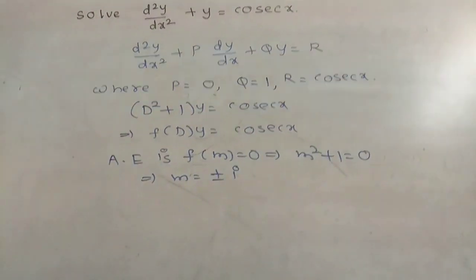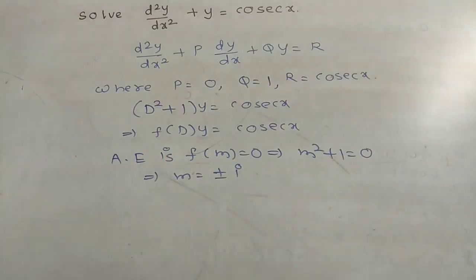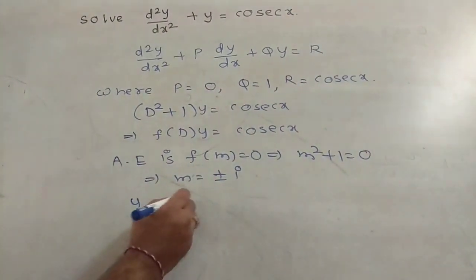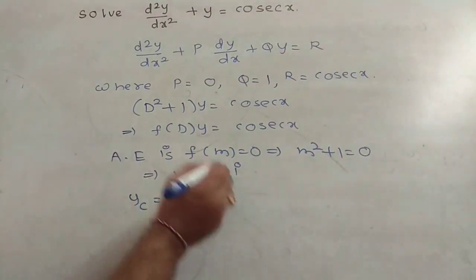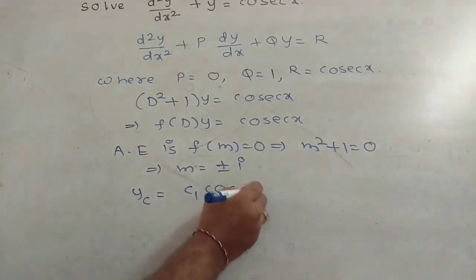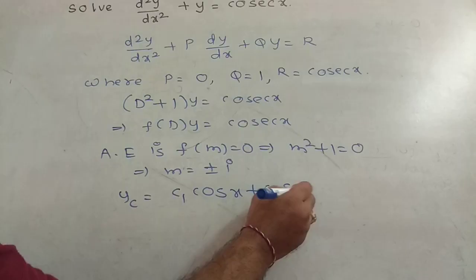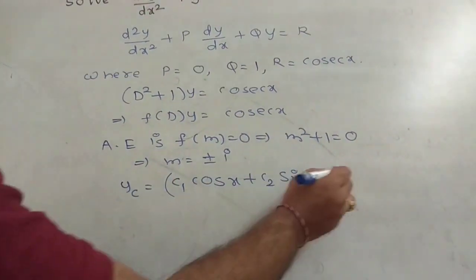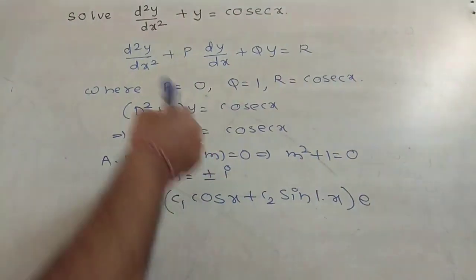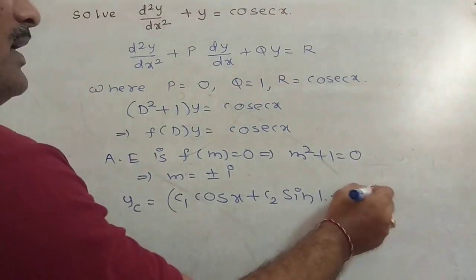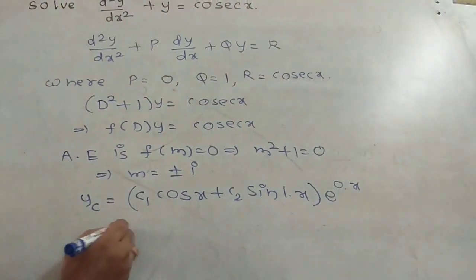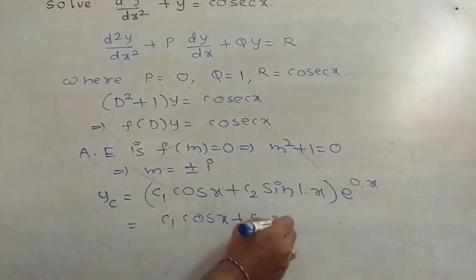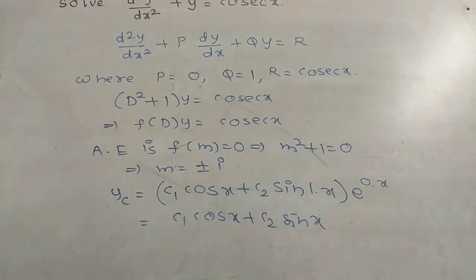Are the roots real or complex? Complex. So when the roots are complex, I can write yc equal to c1 into cos of the imaginary part 1 into x plus c2 into sin of the imaginary part 1 into x, totally multiplied by e to the power of 0 into x, since there is no real part. Or I can write c1 cos x plus c2 sin x. This is your yc.